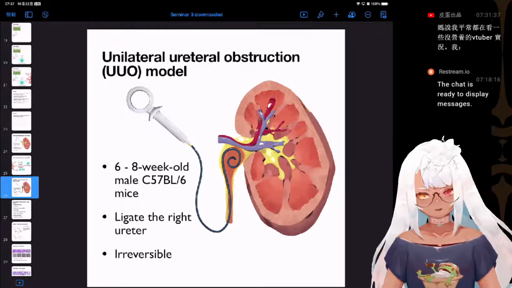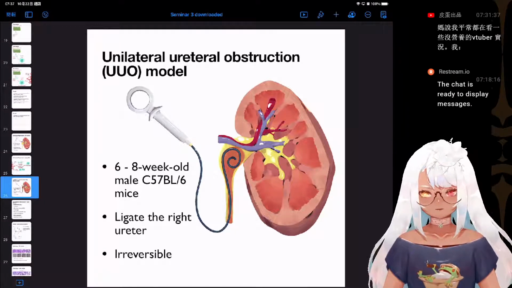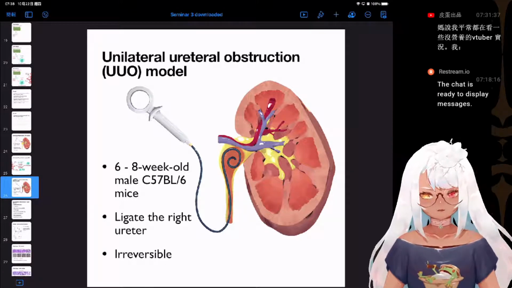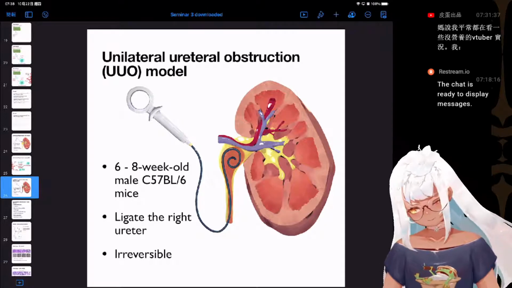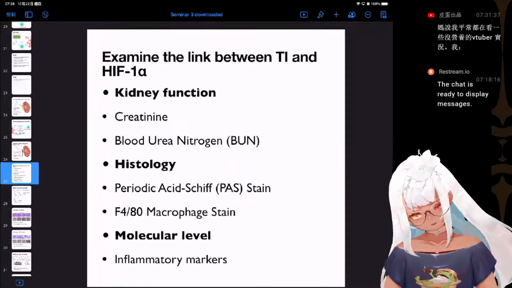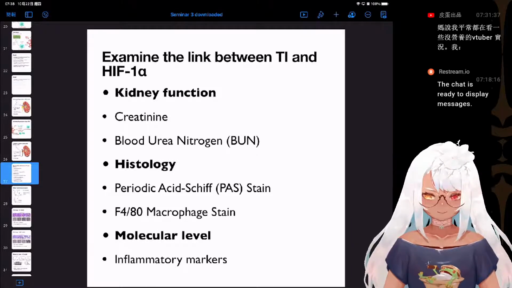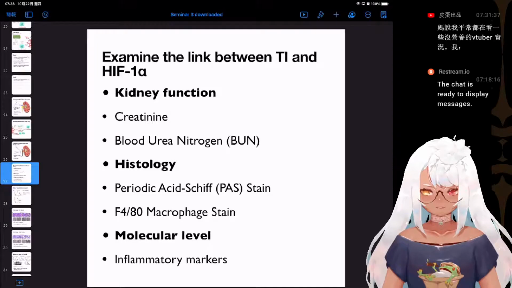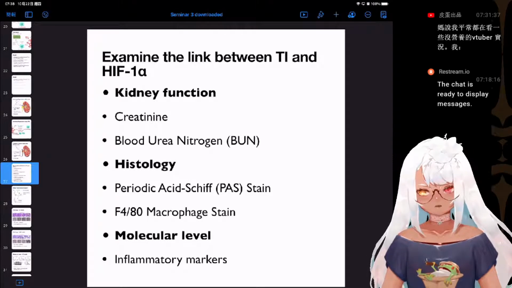As a result, the kidney basically lost most of its function at this point, and this is an irreversible damage. Okay, so using these two models, there are several things that we want to know. First of all, we will examine whether the injury model works.